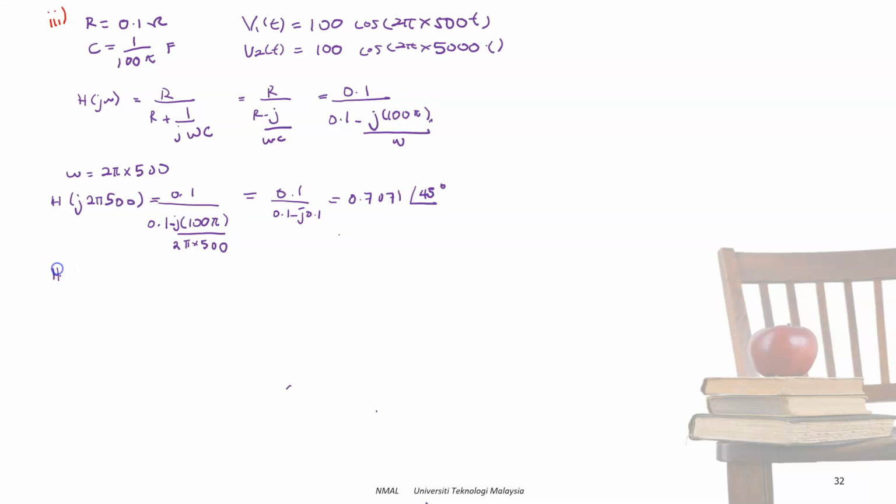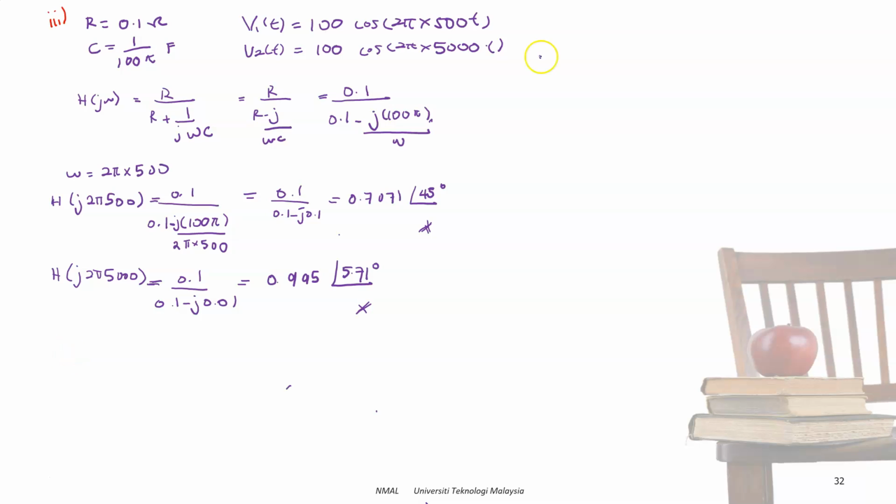Okay, so use another frequency, 2 pi 5000, which is equal to, when you put in the value, 0.1 divided by 0.1 minus j 0.01. This one you will get 0.995 at 5.71 degrees. Can you check this again? Because I don't have the calculator, so I'm using my calculator. I hope it's correct. Okay, so now you already answered question number 1 and number 2.